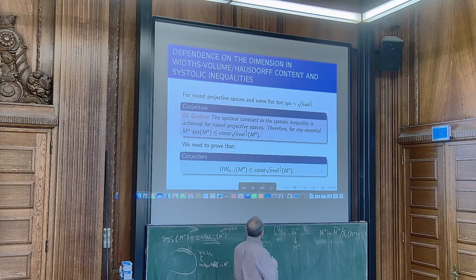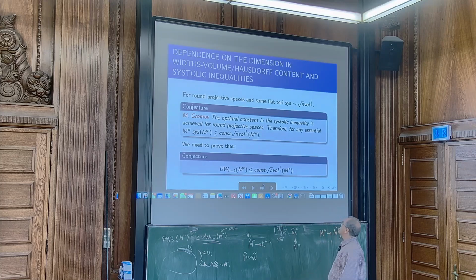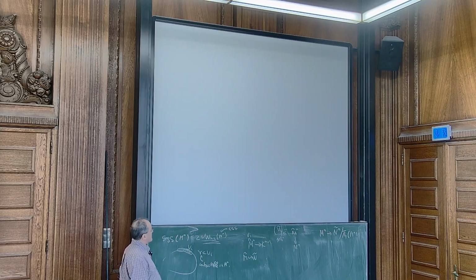What will be the optimal constant in Gromov's inequality between systoles and volume to the power 1 over n? Gromov conjectured, so for round projective spaces and some flat tori, the systole behaves like square root of n times volume to the power 1 over n, and Gromov conjectured that actually round projective spaces are optimal. For them, the constant is the largest.